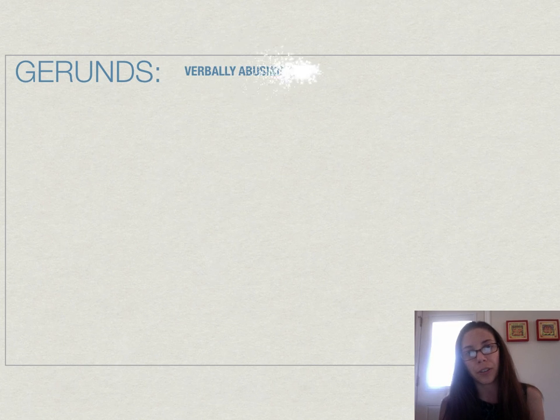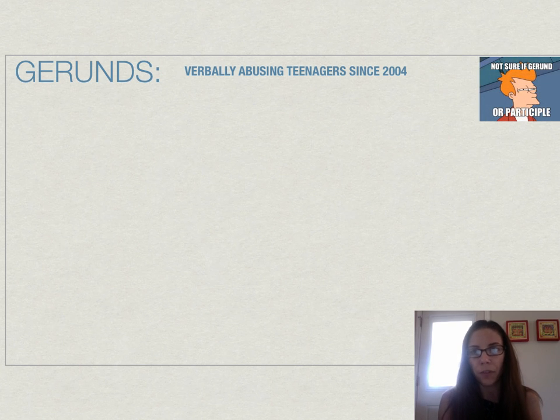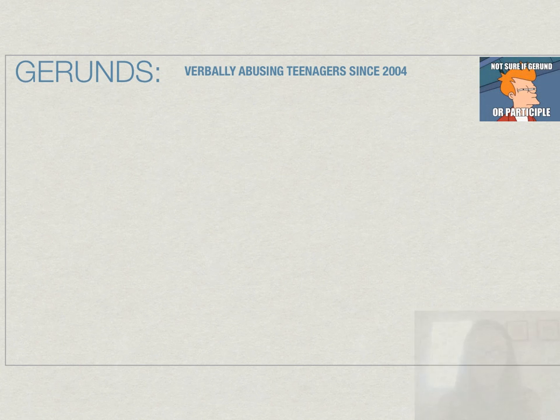Now, just like I like to test you to see if you know whether it's a gerund or a participle, you can actually test the ing word to find out if it's a gerund or a participle. Oh, there's my little joke. Get it? Verbally abusing, because they're verbals. Ha ha ha ha. I picked 2004 because that was the year I started teaching. Oh, Fry's still not sure. We're going to help him out.